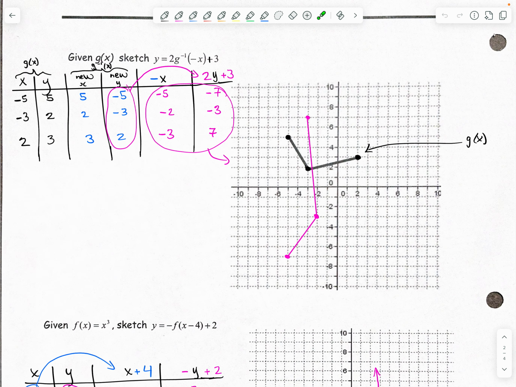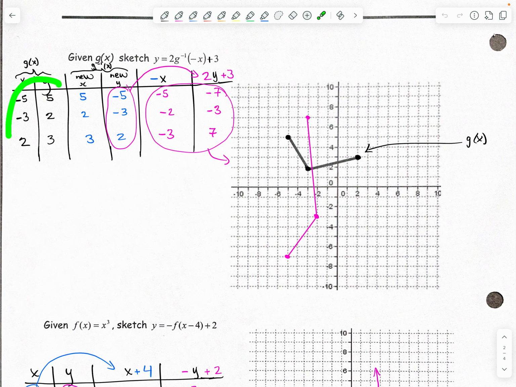Okay, here's a very good one, right? Here I have g of x given to me. So this is g of x given, the sketch right here. I want you to sketch this new function, which is transformations applied to the inverse of g of x. So that means when it's written like this, I need you to find the inverse first.